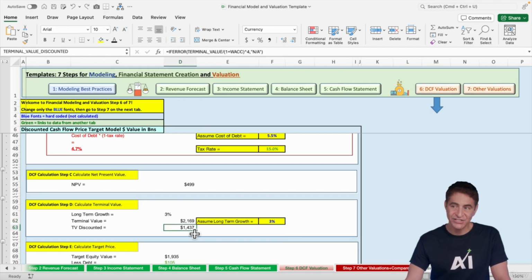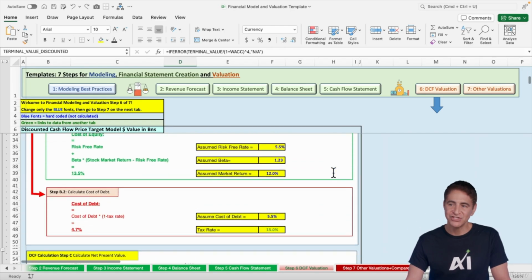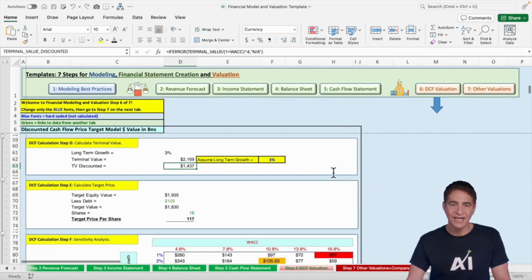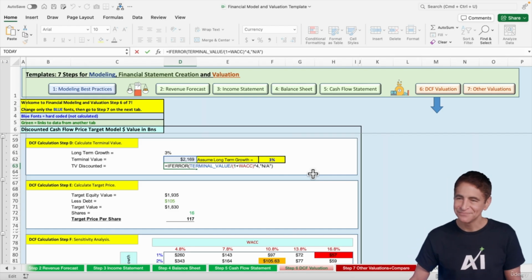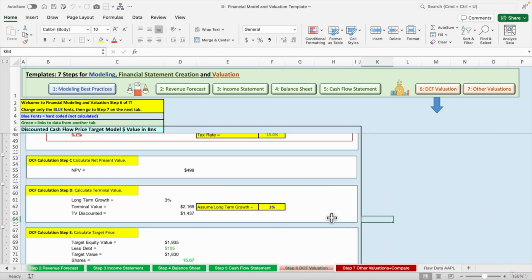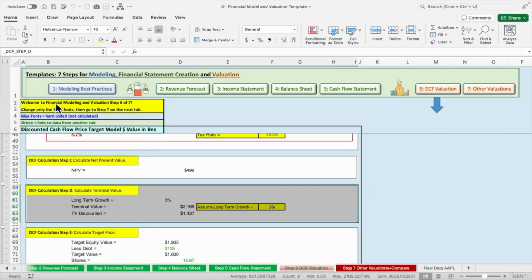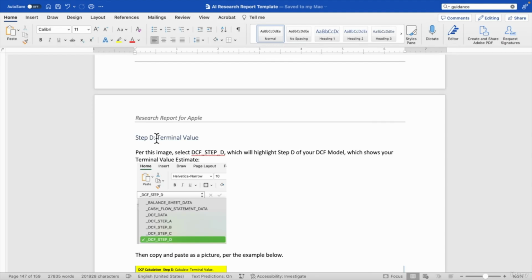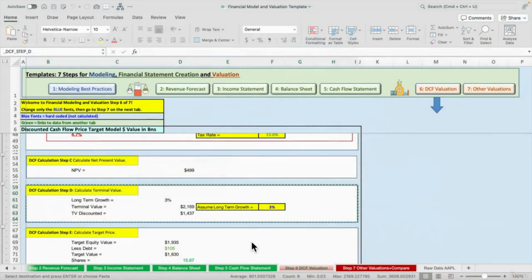Now, because we have this number here, 2029 to infinity, we have to discount that into today's terms. So the way to do that is you take the terminal value divided by 1 plus the weighted average cost of capital to the power of the number of years. You can make this 4 or 5 if you want. Yeah, that's how you discount it. So now that we have the terminal value, we go here to step D and we copy this, and then we can paste this directly down here into our research report.